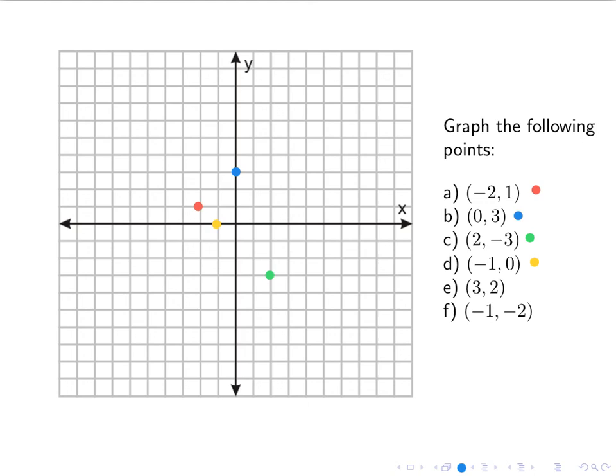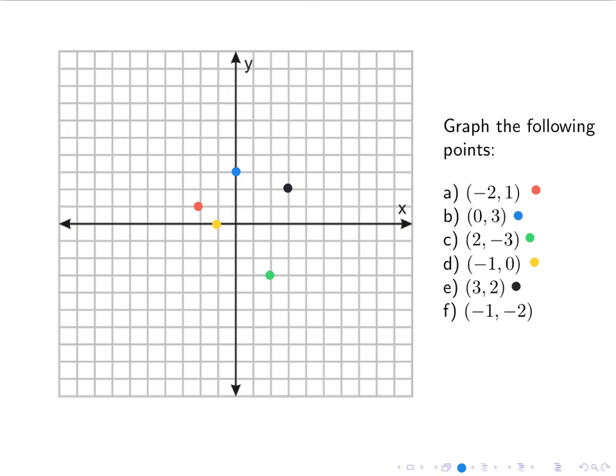The next one I'm going to do in black, 3, 2. They're both positive. So notice that's going to be in quadrant 1. If x is positive and y is positive, that's quadrant 1. So we're going over to the right 3 and up 2. I'll try to make that a little bit better.